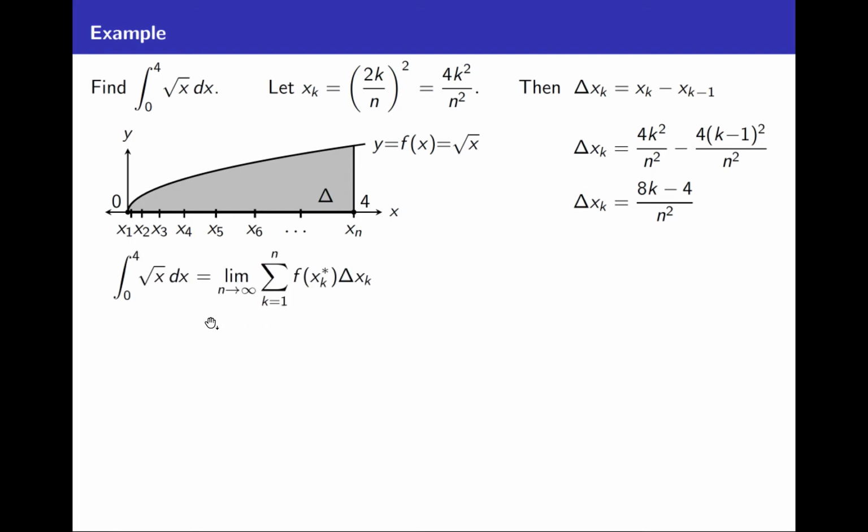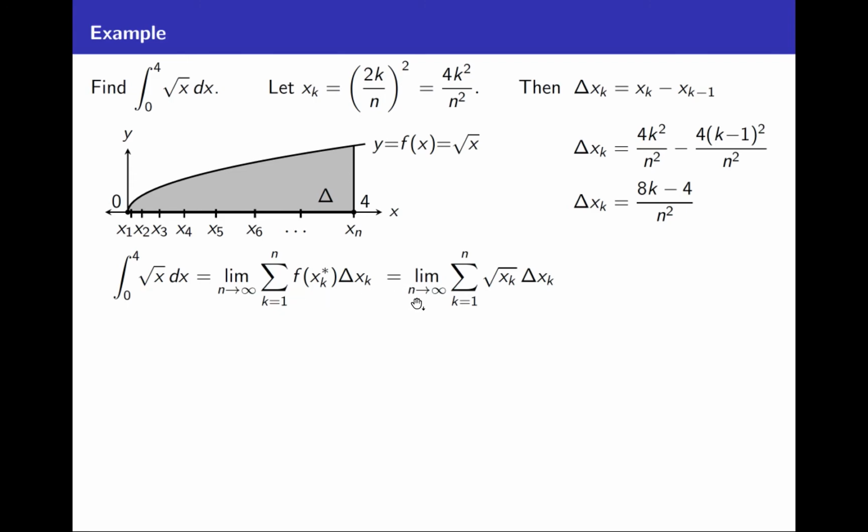So now let's set up the integral. The integral from 0 to 4 of the square root of x dx, by definition, is the limit as n goes to infinity of the sum from k equals 1 to n of f of a sample point in the kth interval times delta x sub k. And here we're using that last definition of a definite integral. Now remember, we can make our sample point anything we want it to be in its respective interval. Let's slide it all the way over to the right. So the sample point x sub k star is just equal to x sub k.